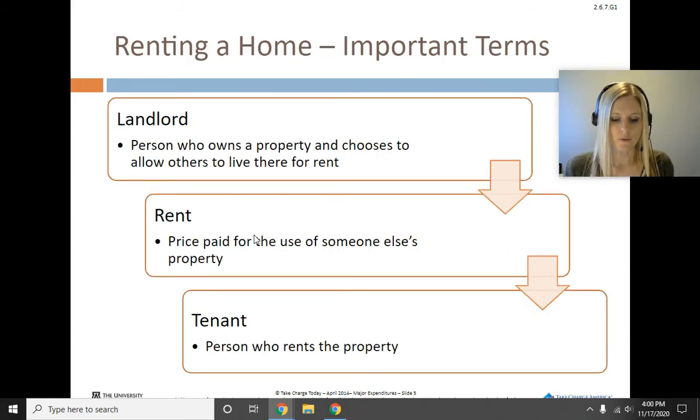So, whenever you are renting a home, first of all, you might encounter these three vocabulary terms. The landlord, that's the person who owns the property and rents it to you. Rent is the price that you are paying for the use of someone else's property. And a tenant is you. That is the person who rents the property.